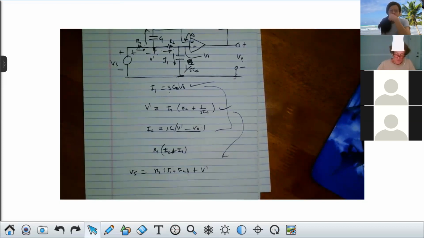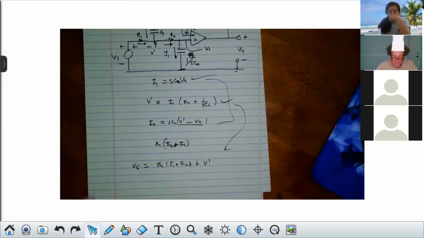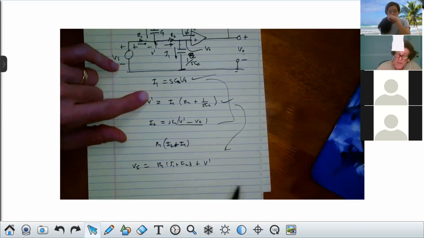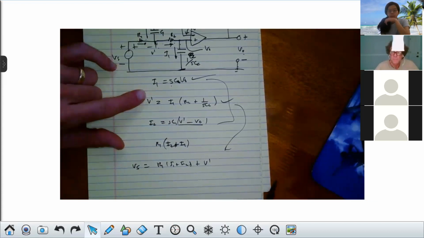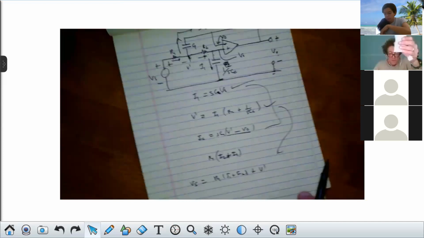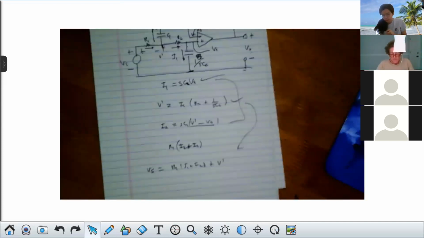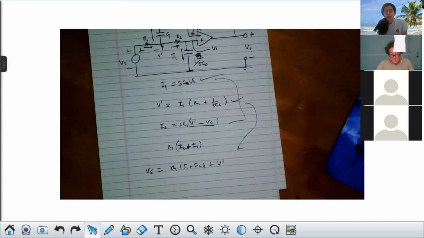Okay. Absolutely, and I've done it before, but the real truth of the matter is it's plugging and chugging and, after that, getting it into a form that's reasonable to understand. Okay, that makes sense. That answered my question. My biggest concern was getting the I1s and I2s to line up correctly.